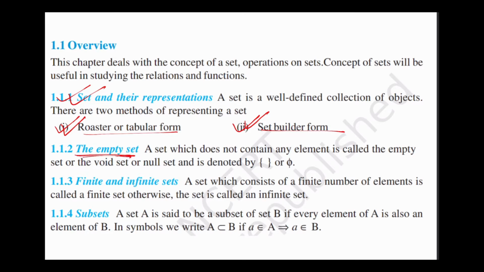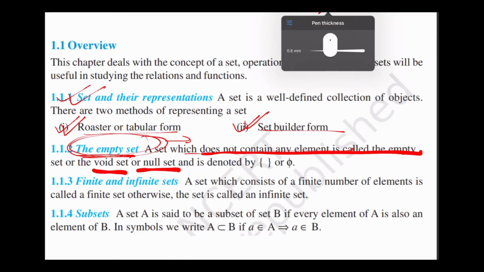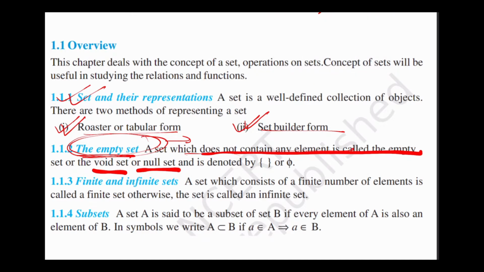Now, next is different types of sets. Among the different types of sets, first is empty set. What is an empty set? A set containing no element, a set which does not contain any element. That set is also known as void set or null set. We denote that set by just a bracket, empty, or phi. Clear everybody?